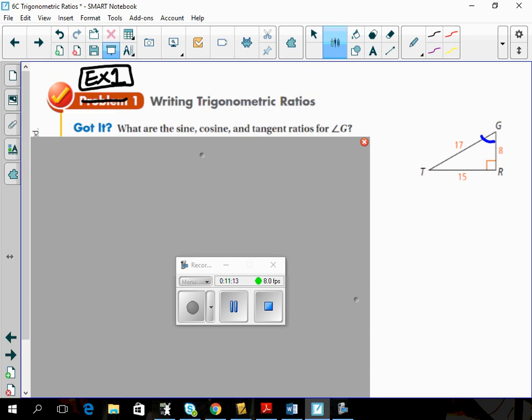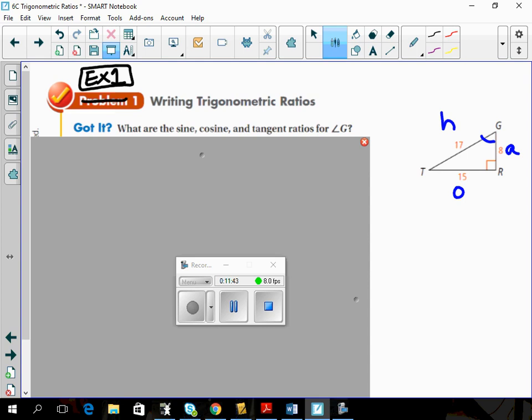With respect to angle G, which side is the opposite? Which is number 15, right? Yeah, you're right, segment TR. So we have our opposite. Which side is the adjacent side? 8, or GR. And which side is the hypotenuse? GT, or 17. So based on that, I want us to write the sine, cosine, and tangent of my angles.